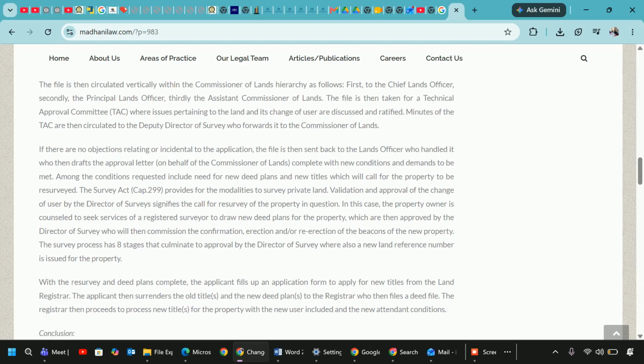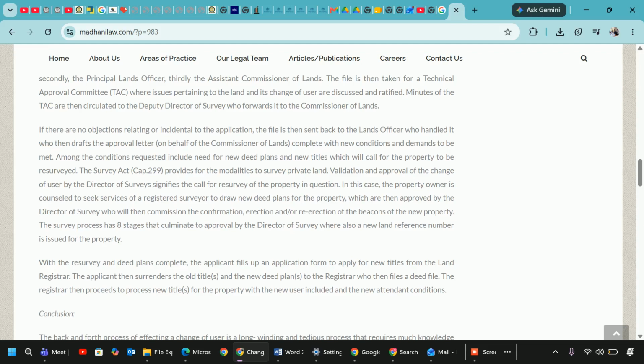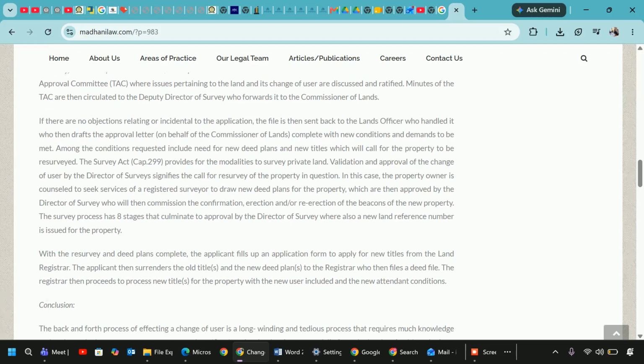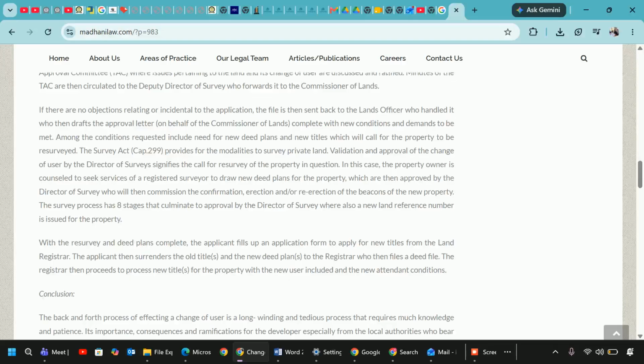Validation and approval of the change of user by the Director of Surveys signifies the calls for a survey of the property in question. In this case, the property owner is counselled to seek services of a registered surveyor to draw new deed plans for the property, which are then approved by the Director of Survey, who will then commission the confirmation, erection or re-erection of the beacons of the new property. The survey process has 8 stages that accumulate to approval by the Director of Survey, where also a new land reference number is issued for the property.